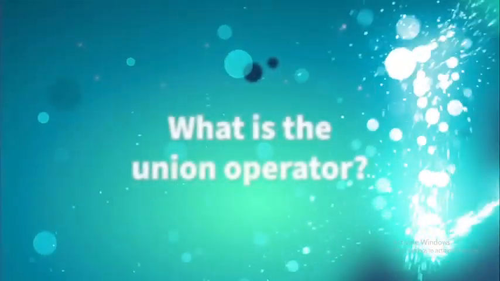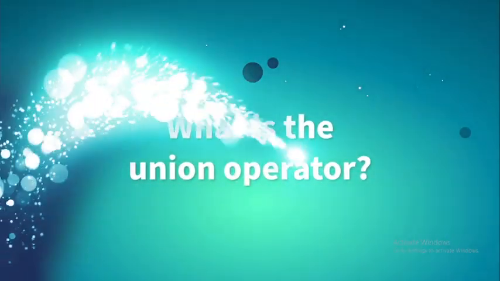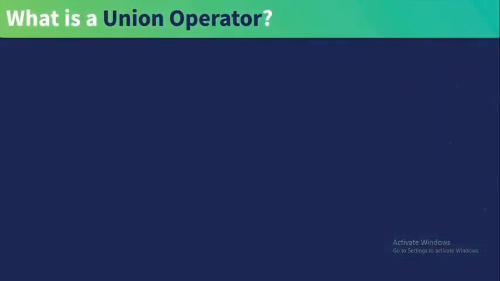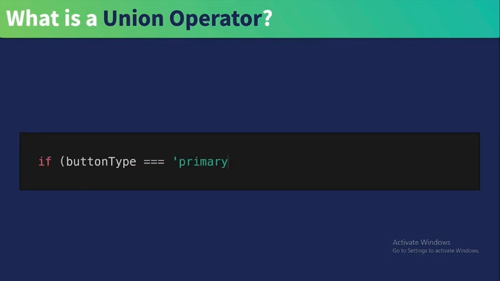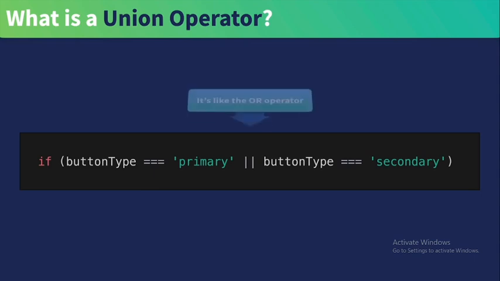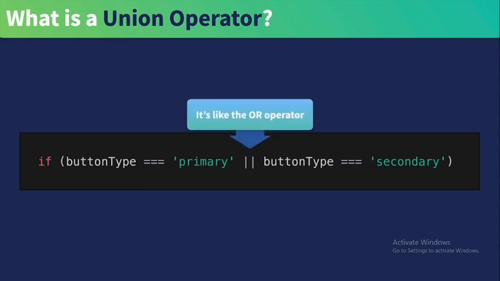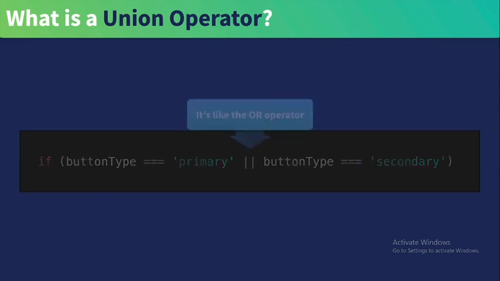The answer is the union operator. In the event that you need to allow a type to contain multiple values, this is where the union operator comes in. Before I show you what it is, let's do a quick review of how we would do this normally in JavaScript. We would probably do something like if buttonType equals primary, or if buttonType equals secondary, then everything's good to go. And so the way I want you to think about the union operator is that it acts just like the OR operator in normal JavaScript. It just looks a little different.